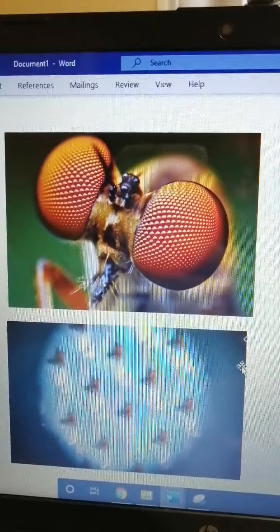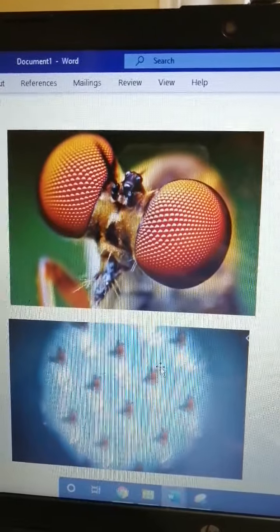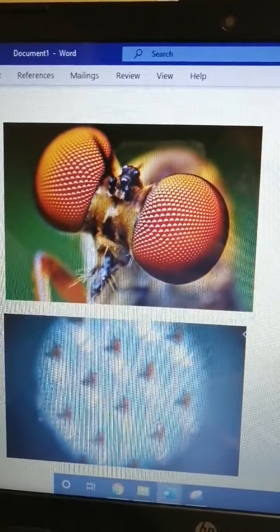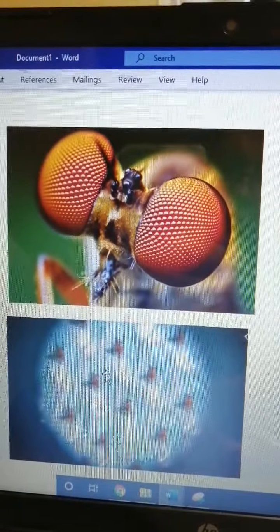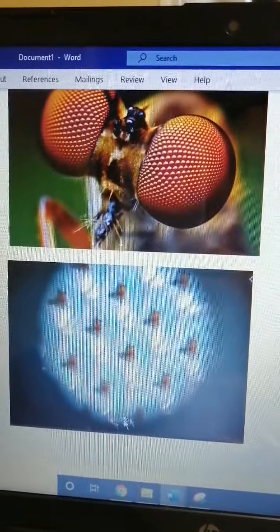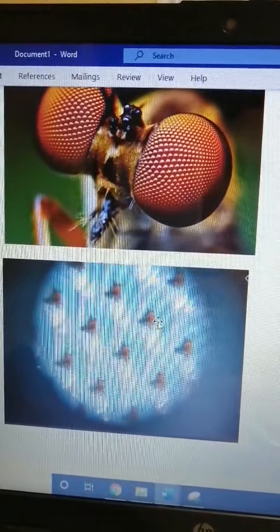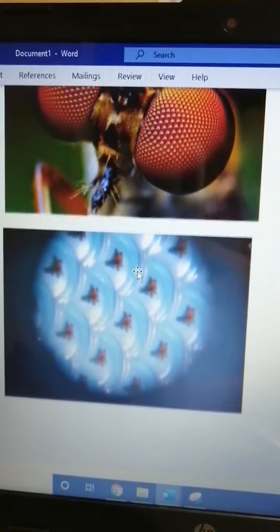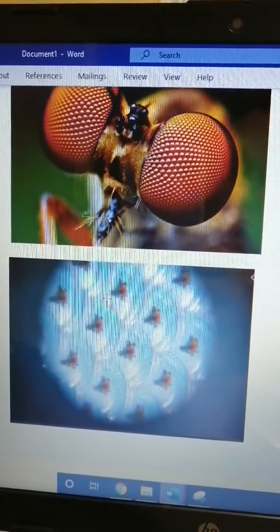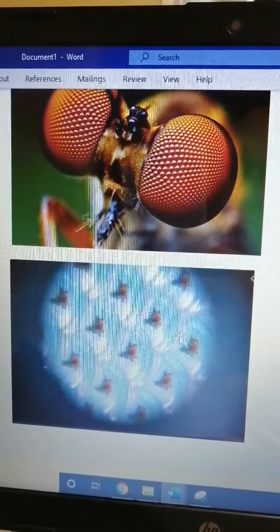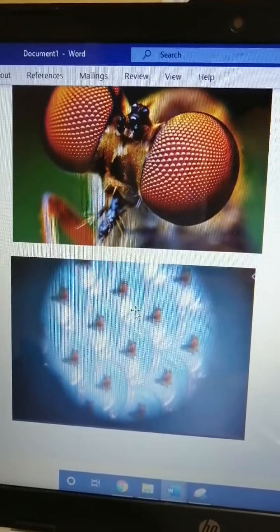The best way to describe a fly's vision is to compare it to a mosaic. So they will see thousands of tiny images, and then that will create one image for them. So if you think of us, we will only see one image. We won't see thousands of tiny little images.